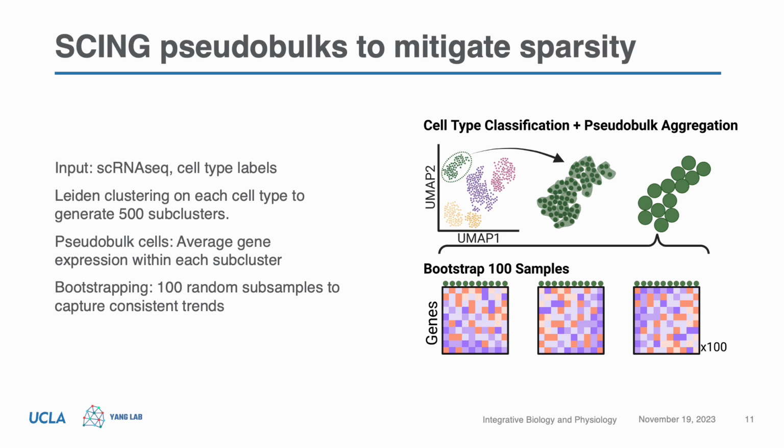So scGRN uses single-cell RNA sequencing to build gene regulatory networks within each cell type. With pre-annotated single-cell RNA-seq data, we perform a subclustering on each cell type to generate 500 subclusters, and average the expression within each subcluster to get pseudobulk cells, which mitigates the gene sparsity known to be a technical effect in single-cell RNA sequencing. And we perform a bootstrapping of 100 random subsamples within these pseudobulk cells and build a network on each bootstrapped sample.